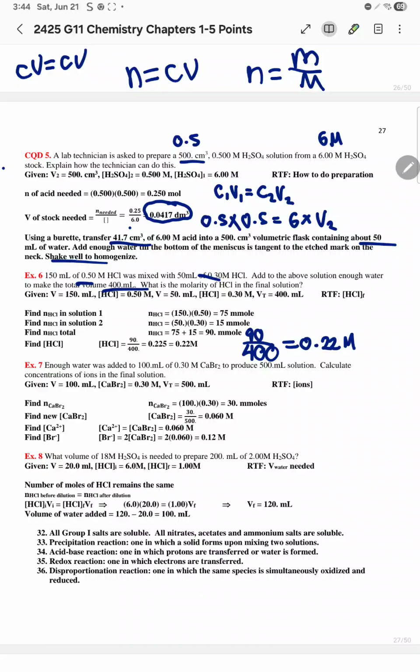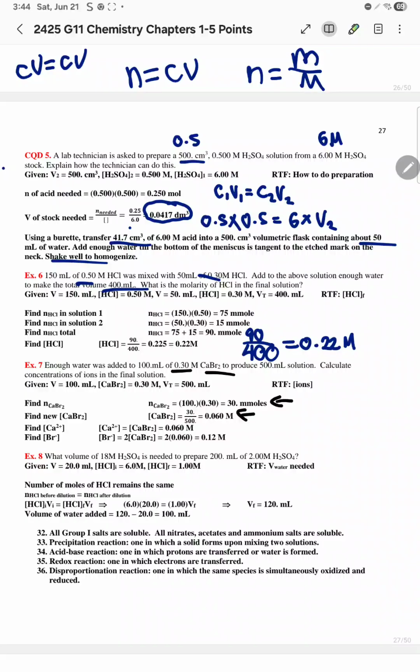Anyways, moving on. Enough water was added to 100 milliliters of 0.30 molar CaBr2 to produce a 500 milliliter solution. Calculate the concentration of ions in the final solution. Now, the amount of CaBr2 we have is found by multiplying these two numbers together to get 30 millimoles. And then you need to find the concentration of CaBr2 by dividing it by the total volume, which is 500, given in the question. You get 0.06.